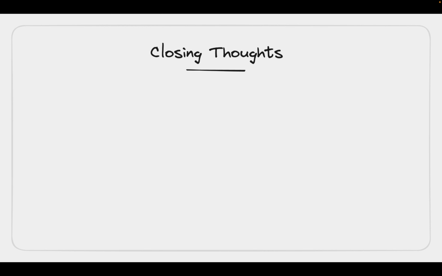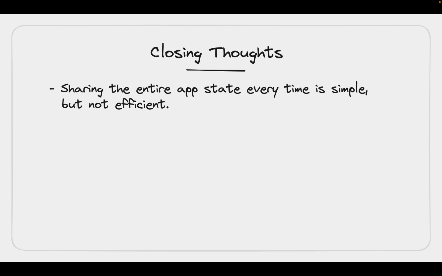All right, so just some closing thoughts before I wrap things up. In the app that I built, and also in the slides that I just showed, every single time we make a change, we are sharing the entire app state between the client and the server. This works, and it's a very simple mental model, but it's definitely not the most efficient. As you can probably imagine, if we have an app with a very big and complex state, we may eventually run into performance issues.